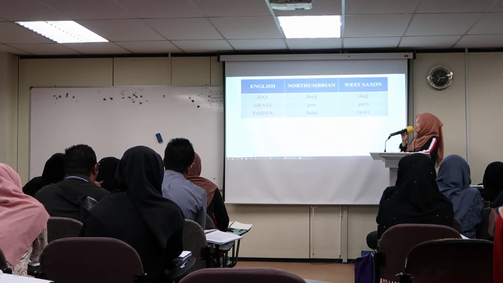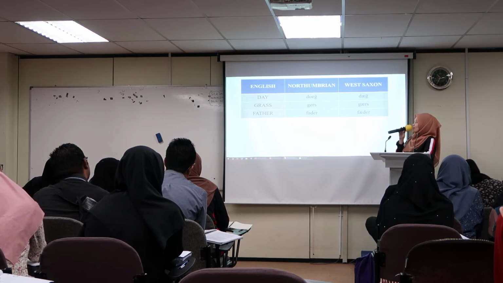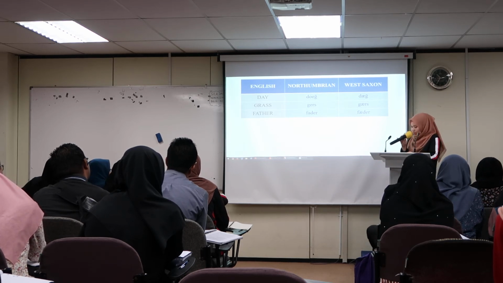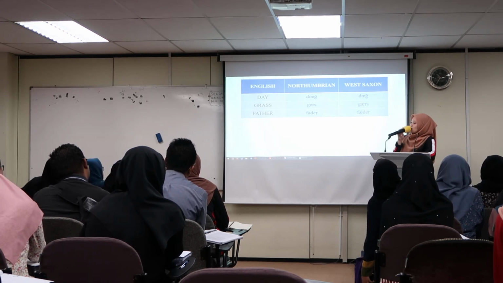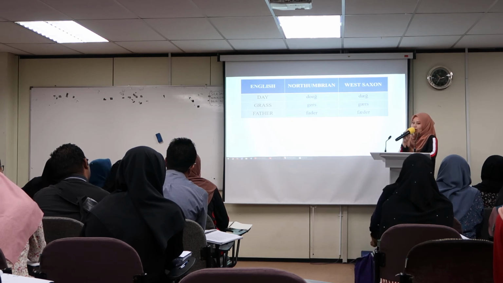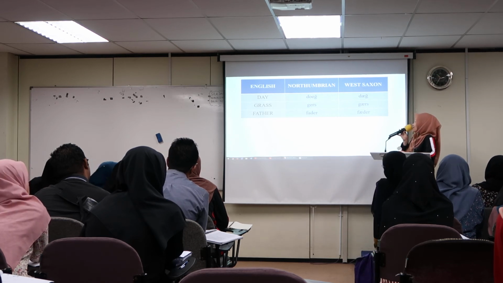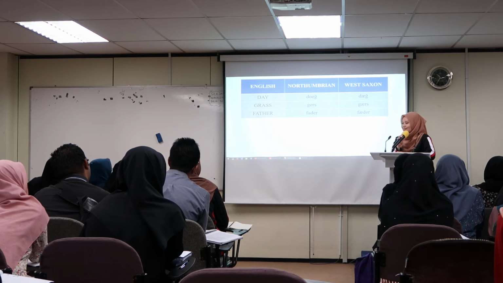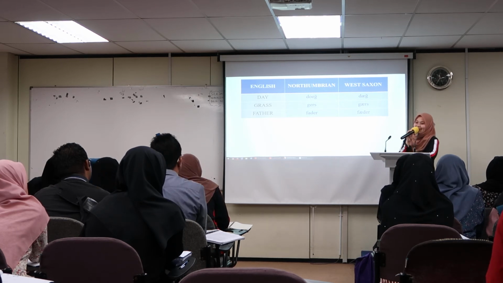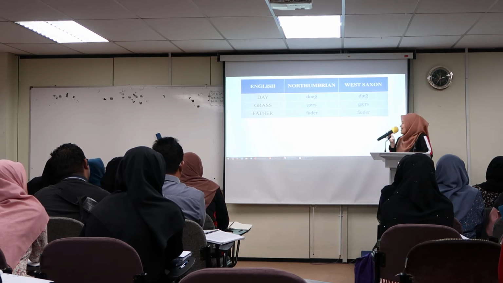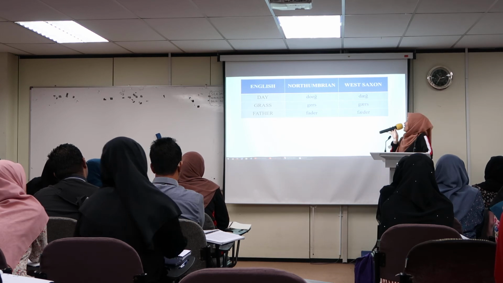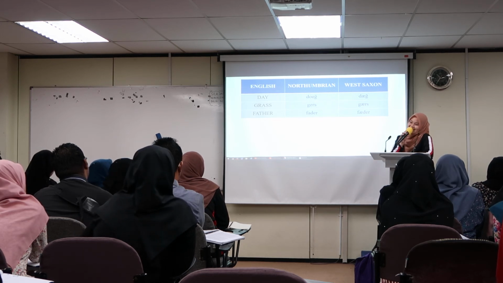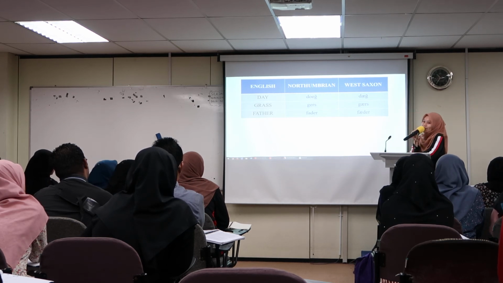This is an example of the Northumbrian and West Saxon dialects. For example, we pronounce it as they, and the Northumbrian pronounce it as doi, and the West Saxon as die. For grass, the Northumbrian pronounced it as gares, and the West Saxon, gares. For father, father and fader.